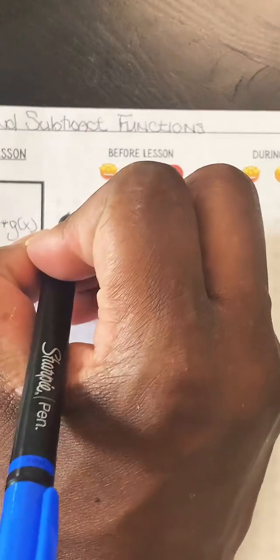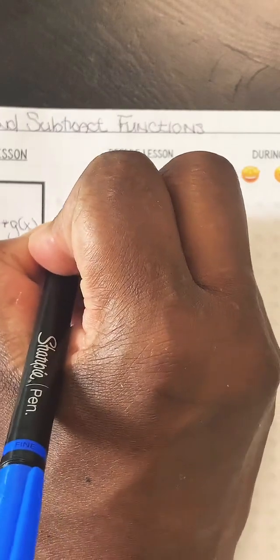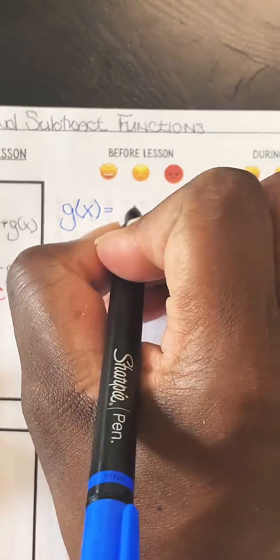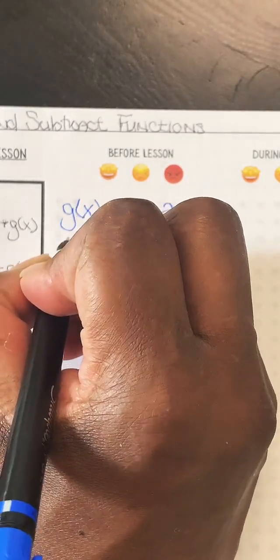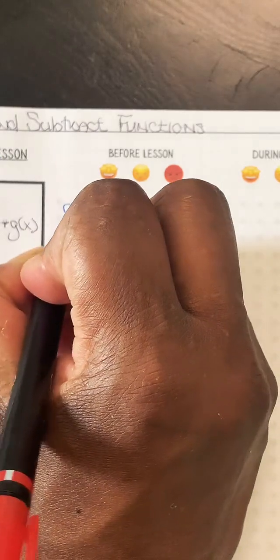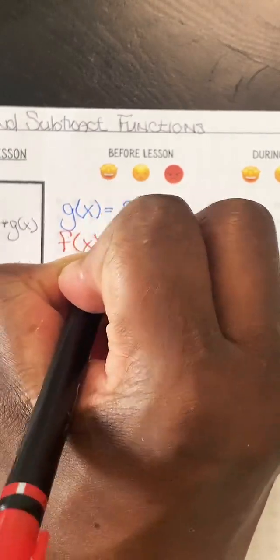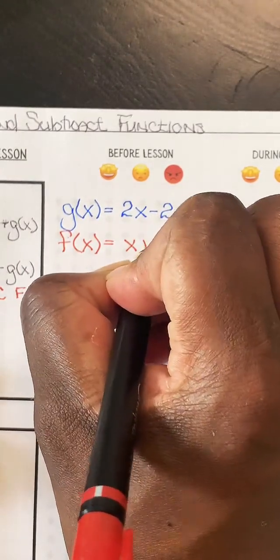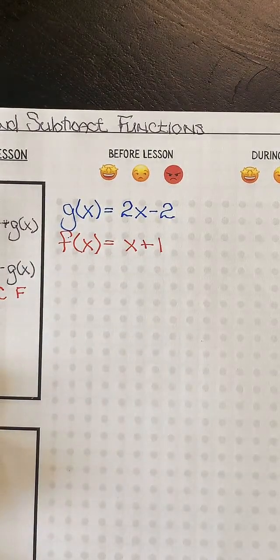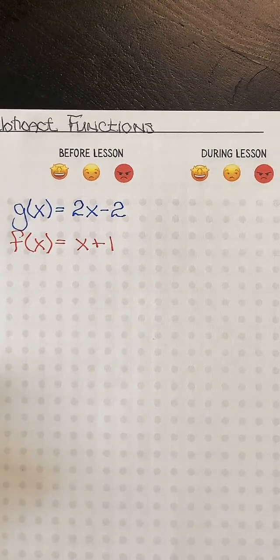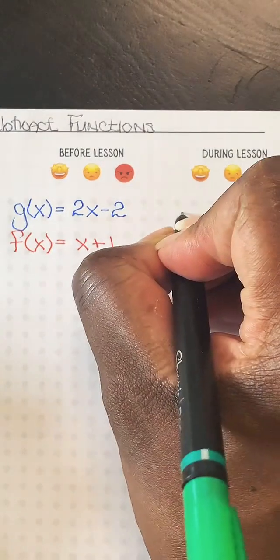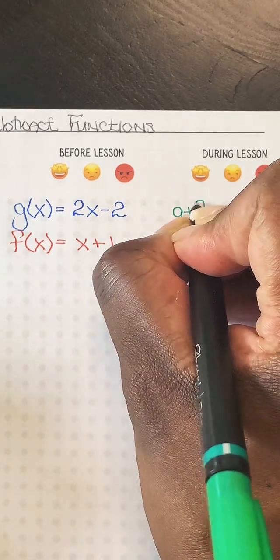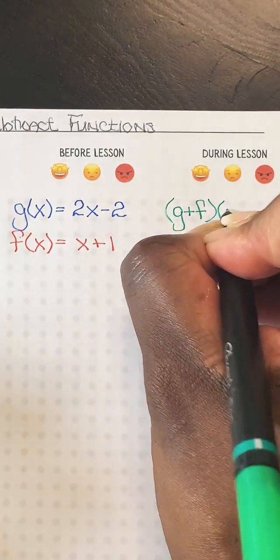So we're going to have two functions. Let's say the g of x is 2x minus 2, and the f of x, let me change colors here for you guys, is x plus 1. What we're looking for is the (g plus f) of x.